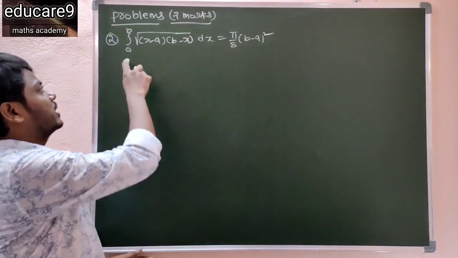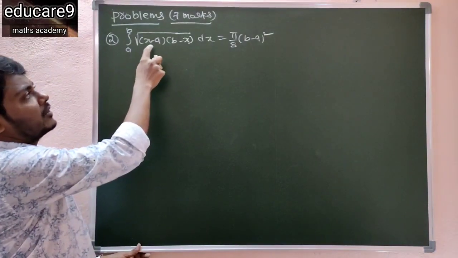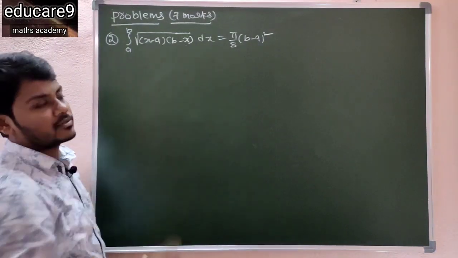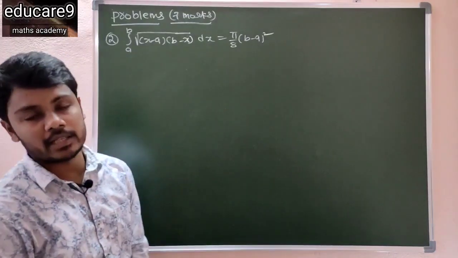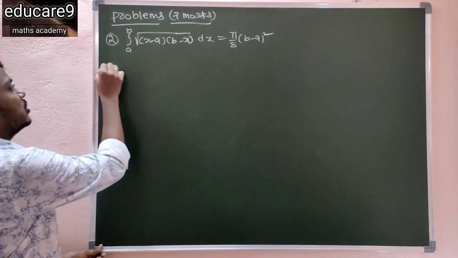So see the next question. The integral from a to b of the square root of (x minus a)(b minus x) dx, the value is pi by 8 (b minus a) whole squared. So see the solution.